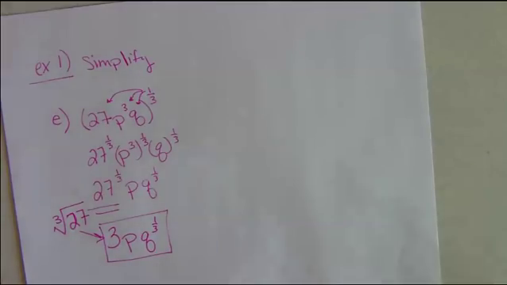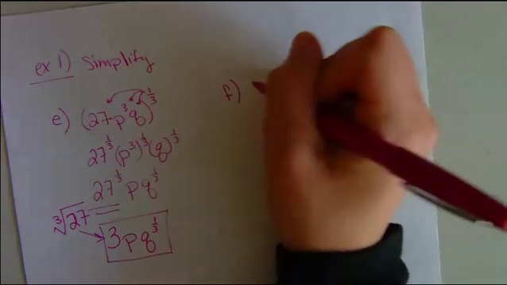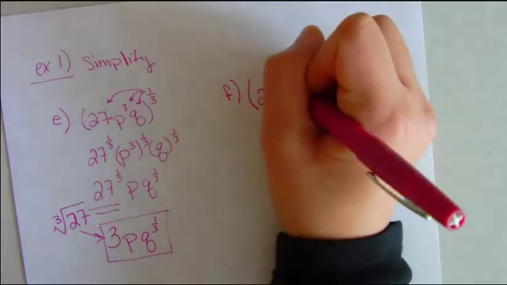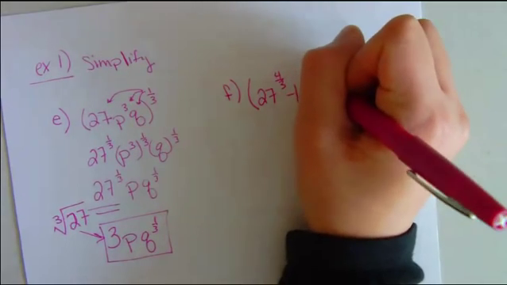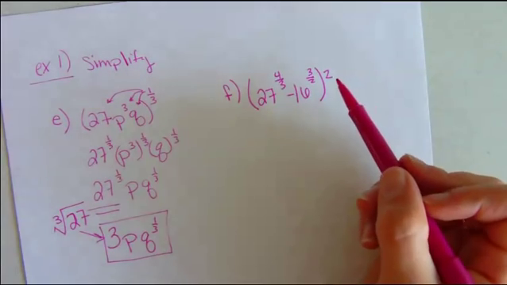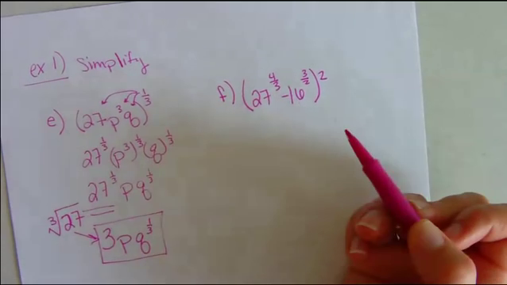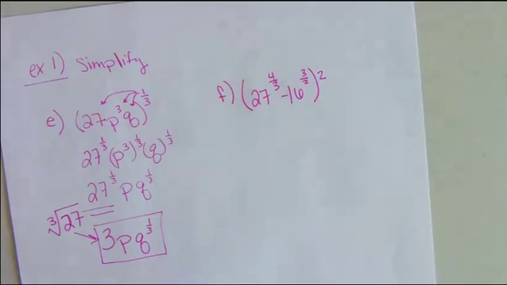All right, let's go ahead and skip— no, we'll do F. F is tricky. So for F, 27 to the 4 thirds minus 16 to the 3 halves, squared. What you can't do here is distribute, and the reason why is because there's this subtraction sign. So we have to go back to simplifying radicals by hand.